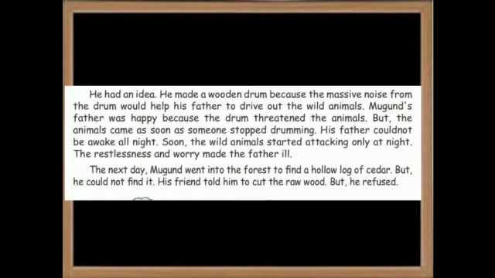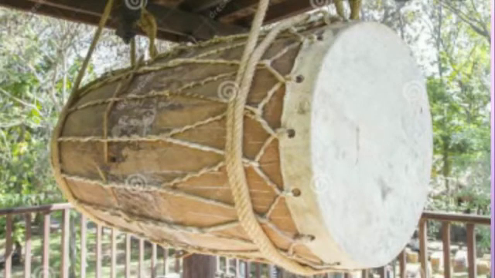The next day, Mukund went into the forest to find a hollow log of cedar, but he could not find it. His friends told him to cut the raw wood, but he refused. Mukund got an idea. He made a drum. The sound of the drum chased the animals away. The wild animals were threatened by the massive sound of the drum. Mukund's father was very happy because his animals were safe.